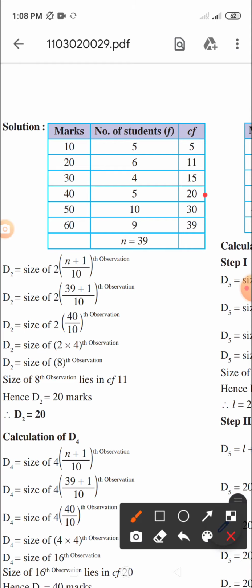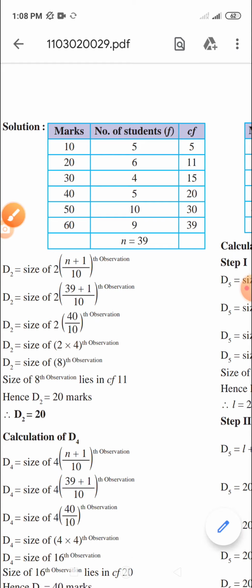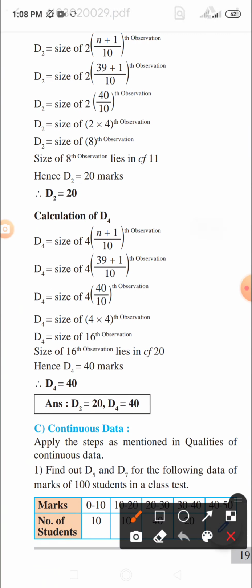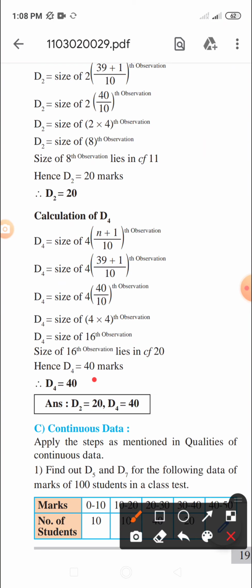So our answer is 40, because CF 20 relates to the ungrouped data 40. So our answer is 40. D4 is equal to 40.